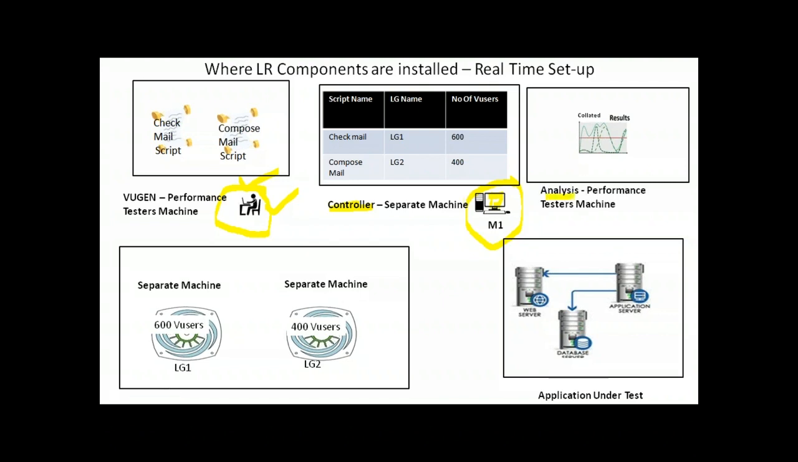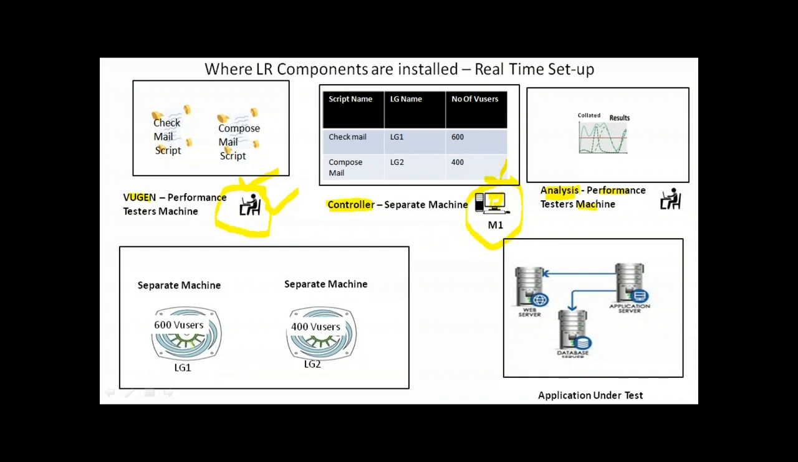The third one, analysis, again is installed on the performance tester's machine. They will give you a desktop or a laptop, and on it you will see VUgen as well as analysis. Even if you can see the controller, you are not supposed to use it. In general, it changes from company to company, but typically they make a separate machine for the controller. I'll also tell you the reason why it has to be a separate machine.